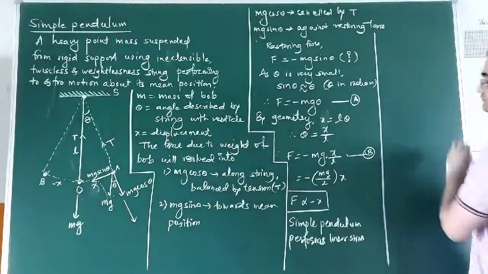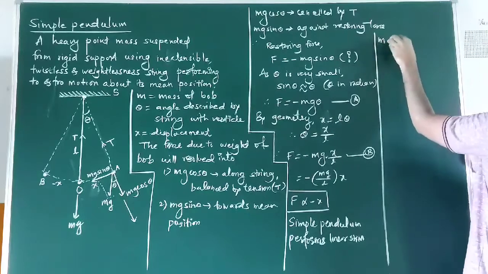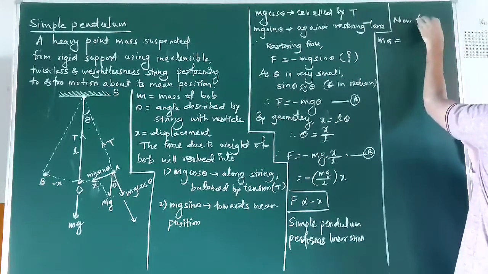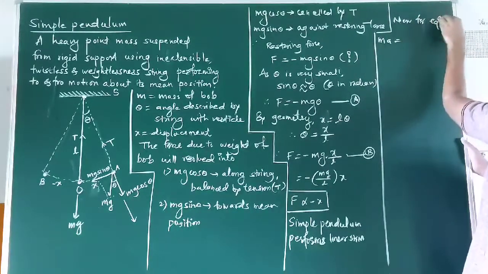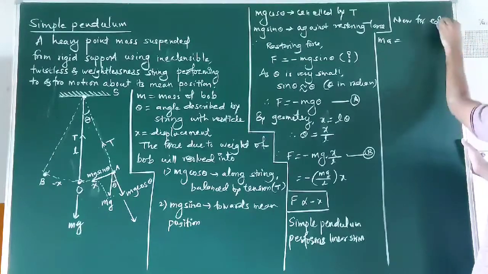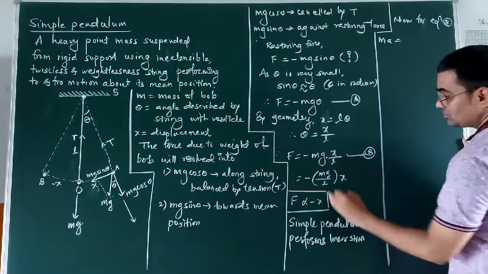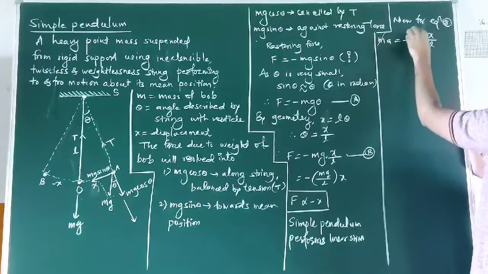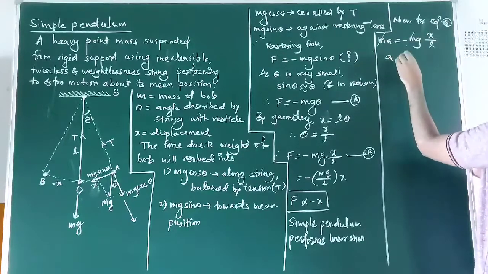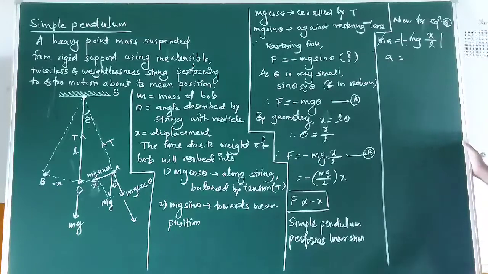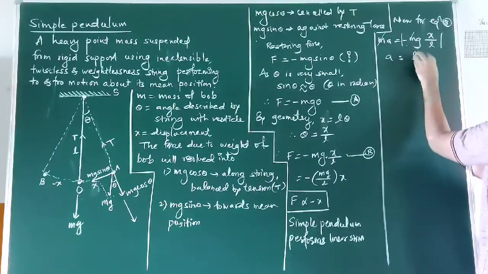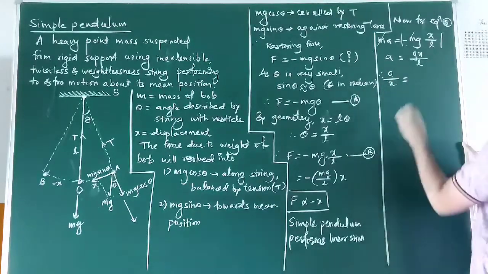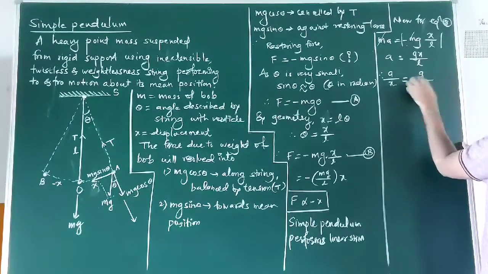Say equation B. We know force is equals to mass into acceleration, so for equation 2 or B, I will say mass into acceleration is equals to minus mg into x upon L. M gets cancelled. So A equal to, in magnitude if I write, negative sign only indicates the direction. So A equal to gx upon L. Therefore A upon x is equals to g upon L.